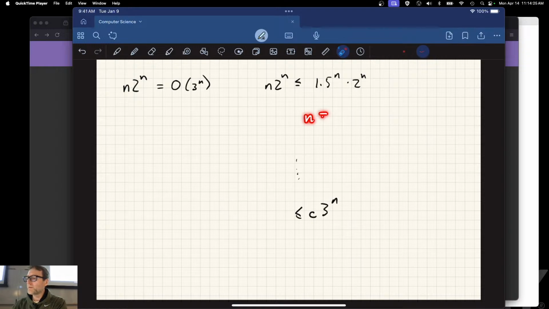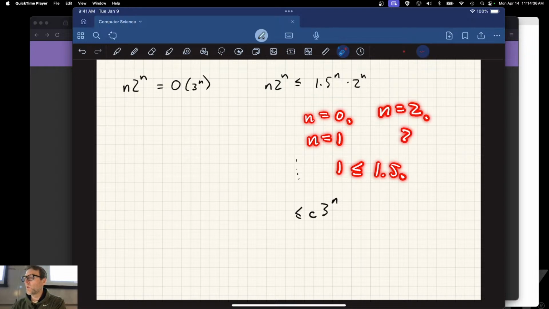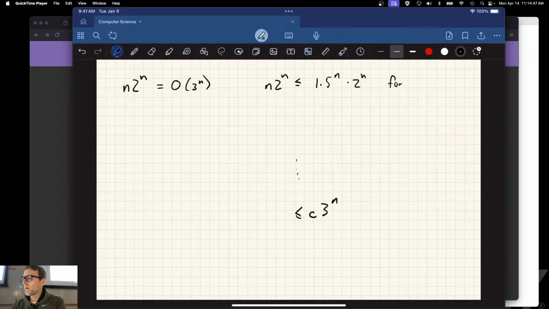What about for n being 0? 1 and then 1.5, that works. n is equal to 1. 1 is less than 1.5, that works. What about n is 2? 2 less than or equal to, what's 1.5 squared? I think it's 2.25. Looks like it works to me. So for all n greater than or equal to 0, it is less than or equal to 3 to the n. So for n not being 0 and c being 1.5, or c being 1 in this case, excuse me, we've shown this inequality.